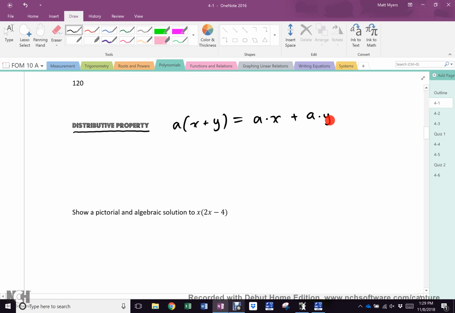And how long does that go on? Forever. So what if I had a times (x plus y plus z)? What would the answer be? Ax plus ay plus az. What if I had 16 terms in here? How many would I have over here? 16. And what would be the first letter in all of them? A. And each A would be multiplying by whatever was in there. Does everybody get it? Okay.